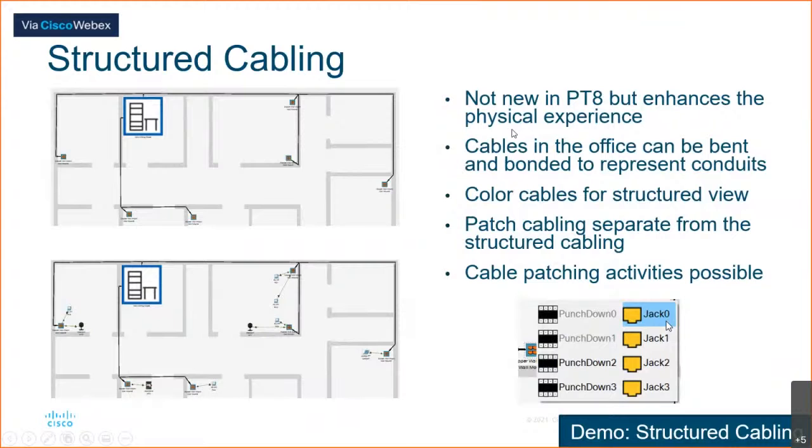Using this combination of structured cabling support and PT8 new features, again, this structured cabling is not new in Packet Tracer 8. It was available even before, but cables in the office can be bent and bonded to represent different conduits inside the walls. If you note these black raceways, and these are the sockets or wall mounts. Cables can also be colored for more structured view, and patch cabling can be done separately from the structured cabling.